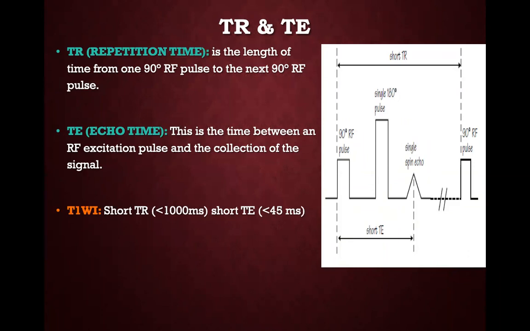Okay, in T1 weighted images, TR and TE are very short. They'll be in hundreds. In T2, the TR will be very long. It will be more than 2, in thousands.